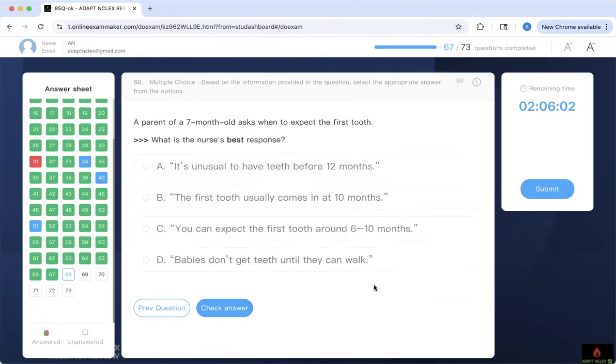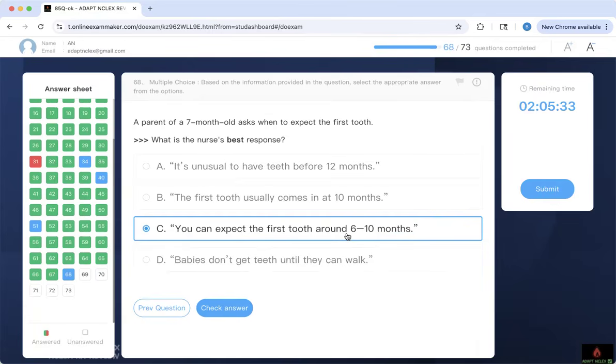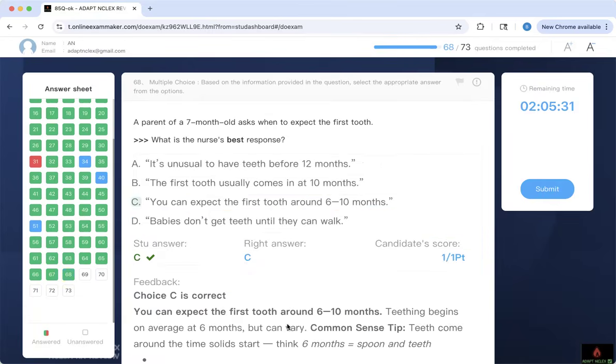A parent of a 7-month-old asks when the first tooth is expected to show up. It's very, very important to know when that first tooth shows up. It's unusual to have a tooth before 12 months? The first tooth usually comes in around 10 months. You can expect the first tooth around 6 to 10 months. Babies don't have teeth until they walk, right? Definitely wrong. D is wrong. Know this: 6 to 10 months, that's when you get it.